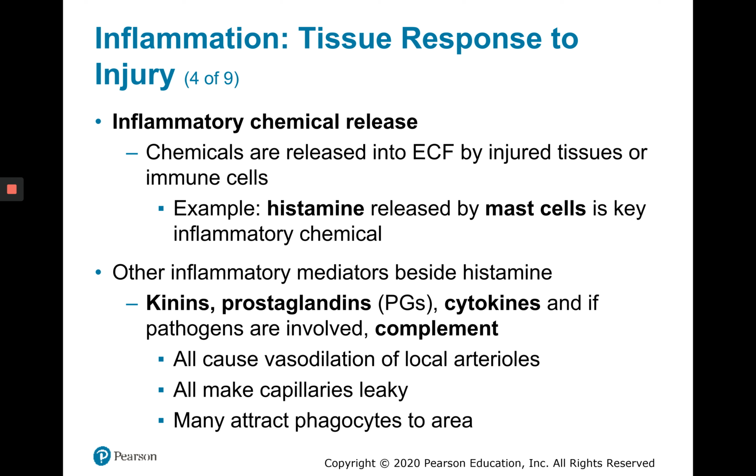Cytokines are generally immune chemicals, if we wanted to be really simple with it. And if a pathogen is involved, you might see complement proteins being released as an inflammatory mediator. But all of these cause vasodilation of local arterioles. So that's important. We're going to see our chemical alarm, which is the release of inflammatory chemicals. Things like histamine, kinins, prostaglandins, cytokines, complement, they get released, and they're going to cause vasodilation of local arterioles. That's going to increase blood flow to that tissue. It's going to increase blood flow into the capillary beds that serve that tissue.